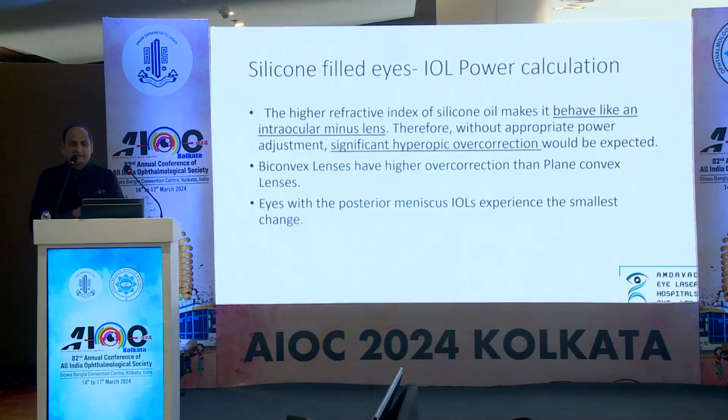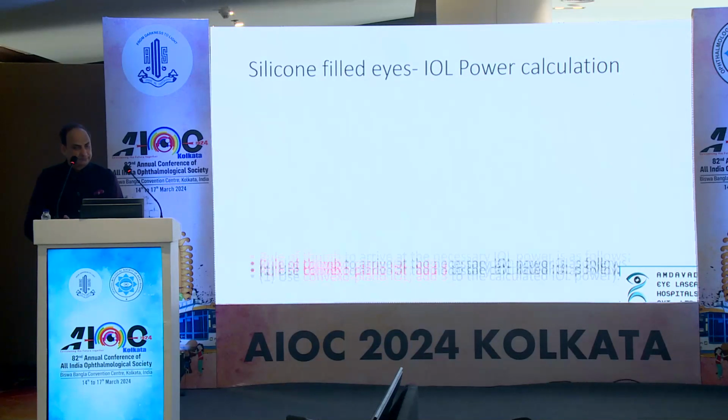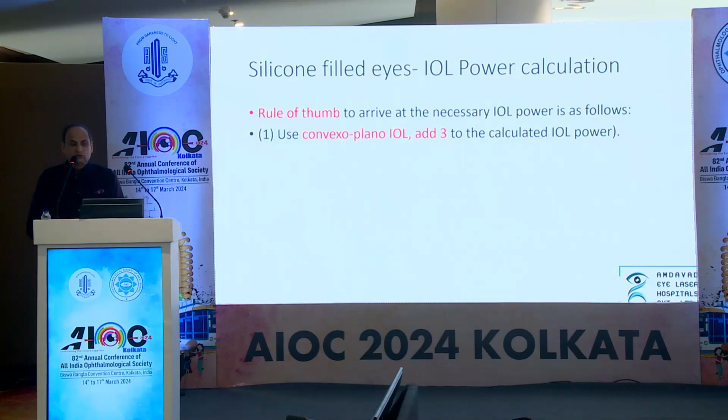So silicon filled eyes, IOL power calculation: the high refractive index of silicon oil makes it behave like an intraocular meniscus minus lens. Therefore, without appropriate power adjustment, significant hyperopic overcorrection could be expected. Biconvex lenses have higher correction than plano-convex, though there are very few biconvex lenses available. And eyes with posterior meniscus also experience the smallest. So the rule of thumb is use a convex plano IOL, add 3 to the calculated IOL power.